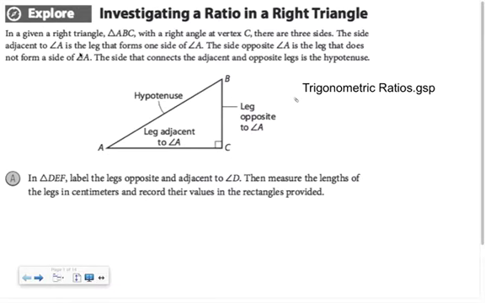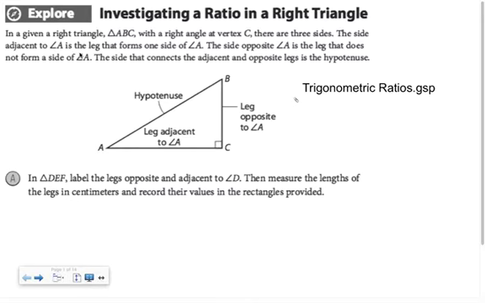And in order to do that, we need to make sure that we know what opposite and adjacent is. So a lot of times students struggle with what side is opposite an angle and what side is adjacent to it. The word adjacent just kind of means next to it.